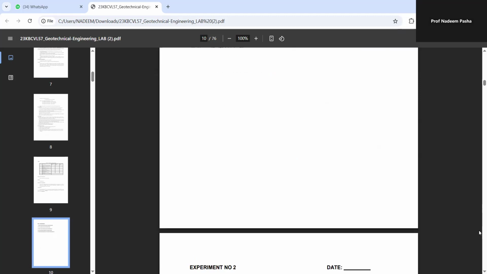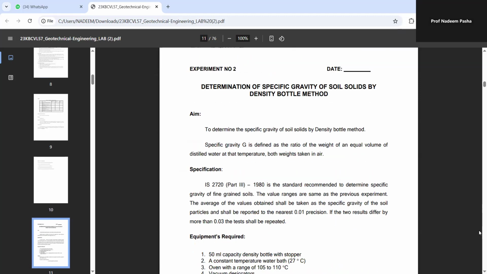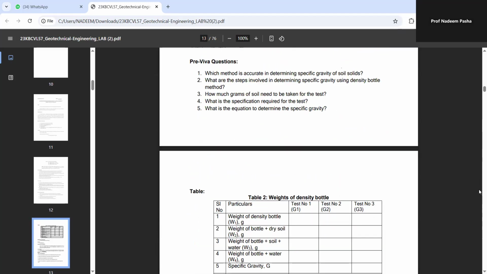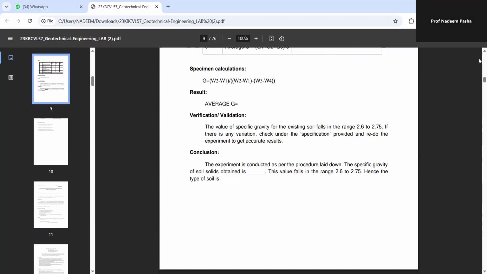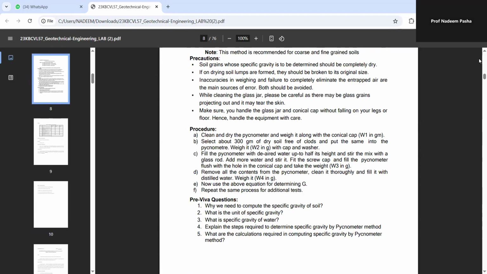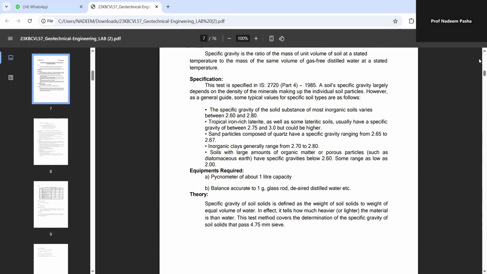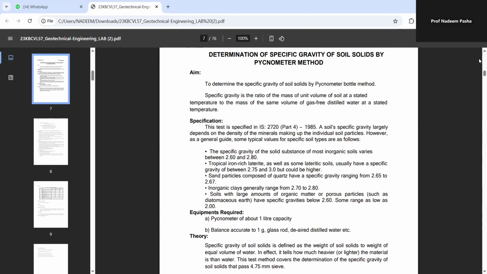In the next class, we will see the experiment to determine the specific gravity of soil solids by the density bottle method. It is also a very good experiment, but before going forward, because time is short, I will just recall the things. After that, we can wind up.